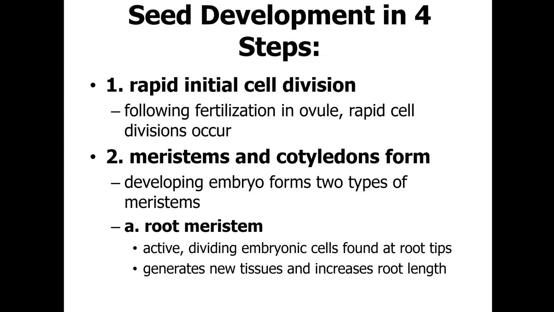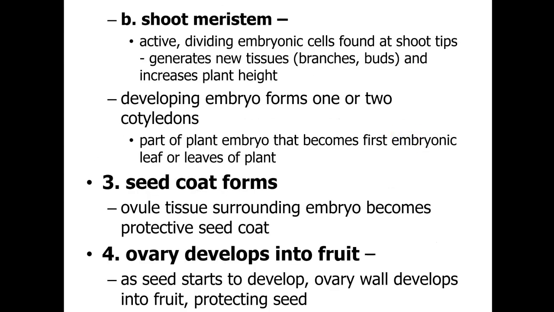So with the root meristem, that's going to be active dividing embryonic cells that are going to be found at root tips. It's going to generate new tissue, and it's also going to increase the root length. The shoot meristem is going to be active dividing embryonic cells that are going to be found at the shoot tips. They generate new tissue as well, but these are going to be things such as branches and buds, and they increase the plant's height.